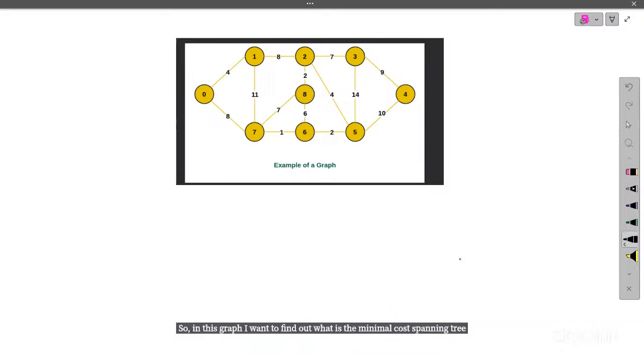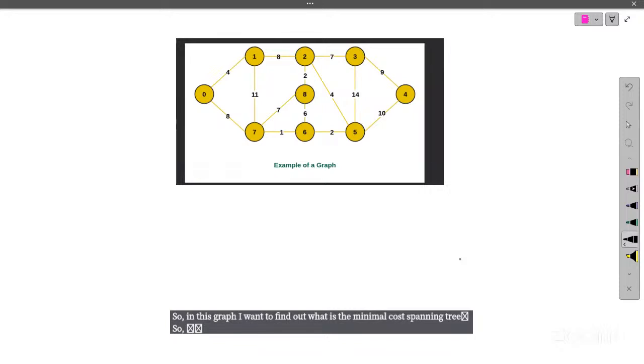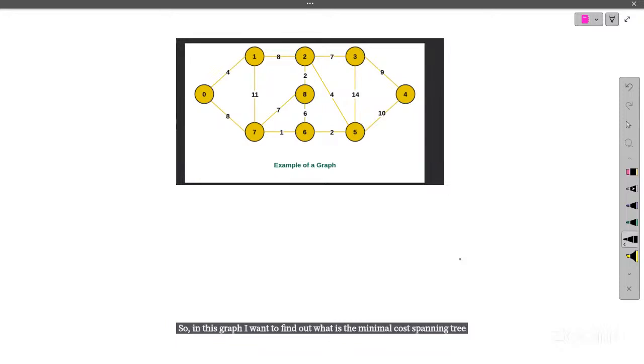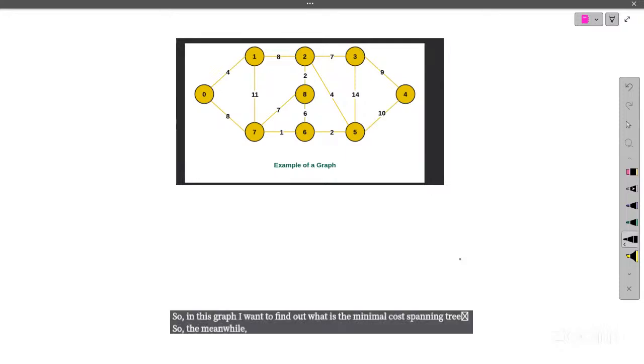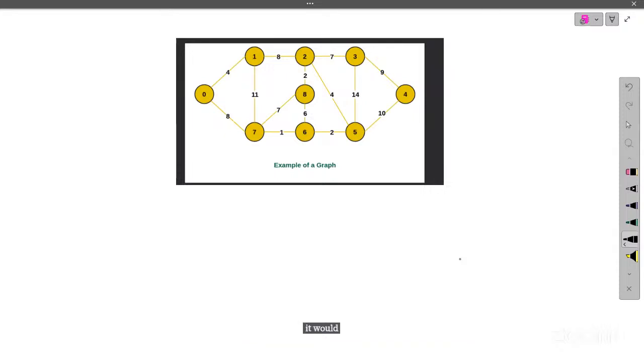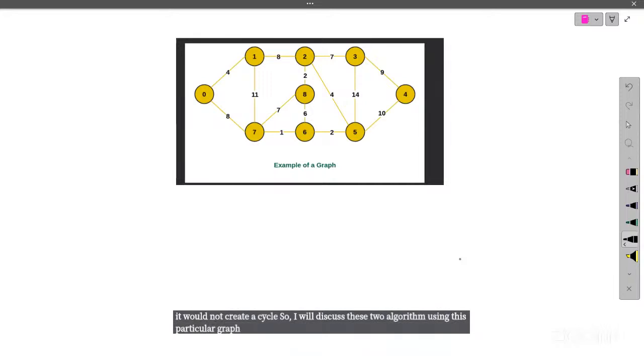For that, I have two methods, Prim's algorithm and Kruskal's algorithm. Prim's algorithm says you have to select one root, which will be the least cost edge, and from that root you have to grow your tree. And Kruskal's algorithm says you take all the vertices as disconnected components, and then attach edges in such a way that the cost of the edge is minimum and it won't create a cycle. I'll discuss these two algorithms using this particular graph. Okay, so let's start with Prim's algorithm.